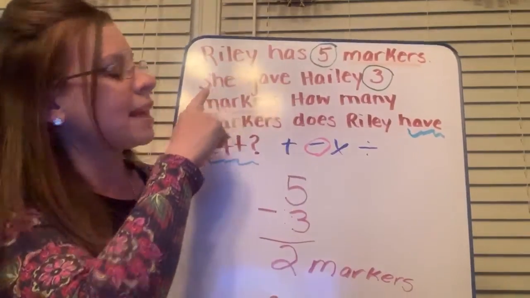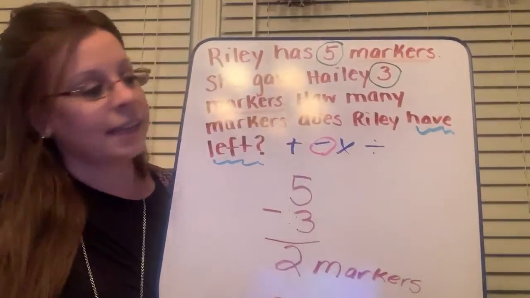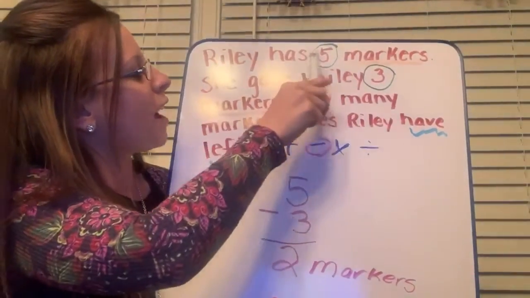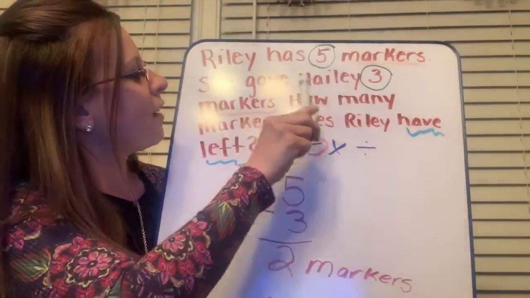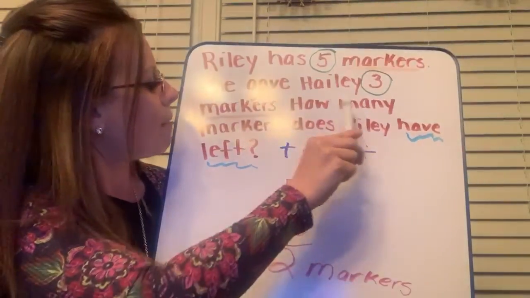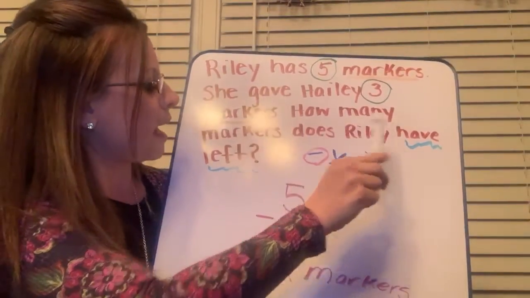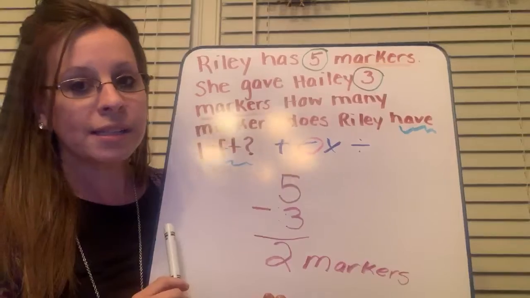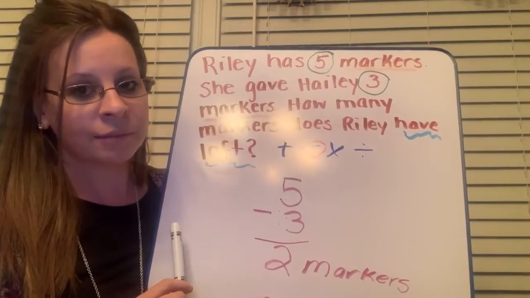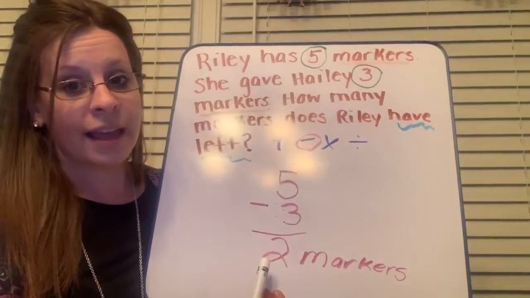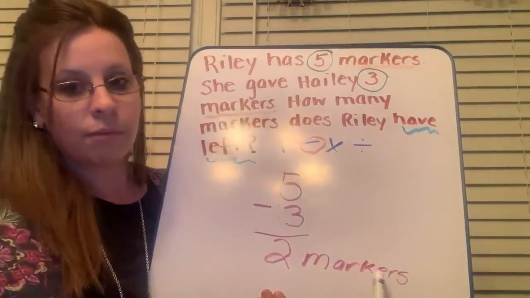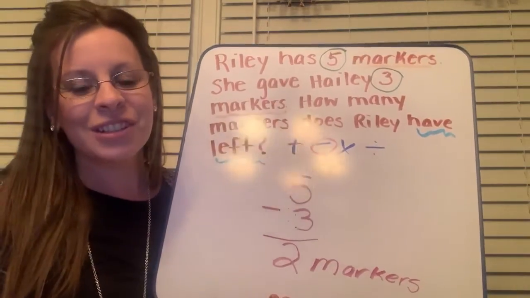Again, the problem says Riley has 5 markers. She gave Haley 3 markers. How many markers does Riley have left? And we solved that word problem together, and we determined that Riley has 2 markers left. Good job!